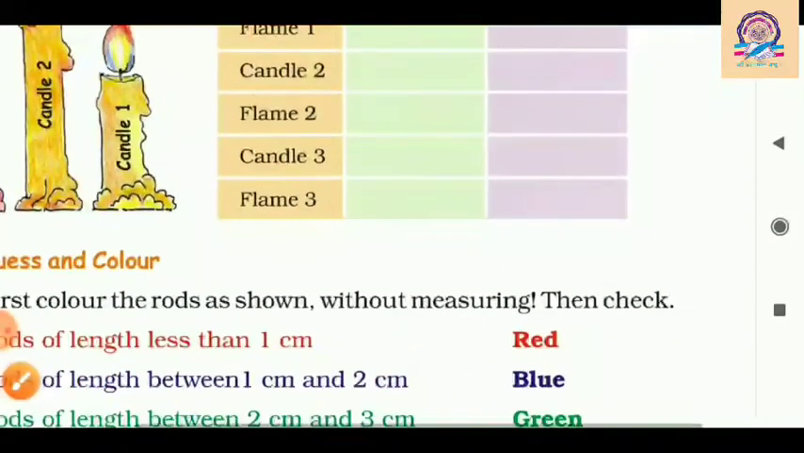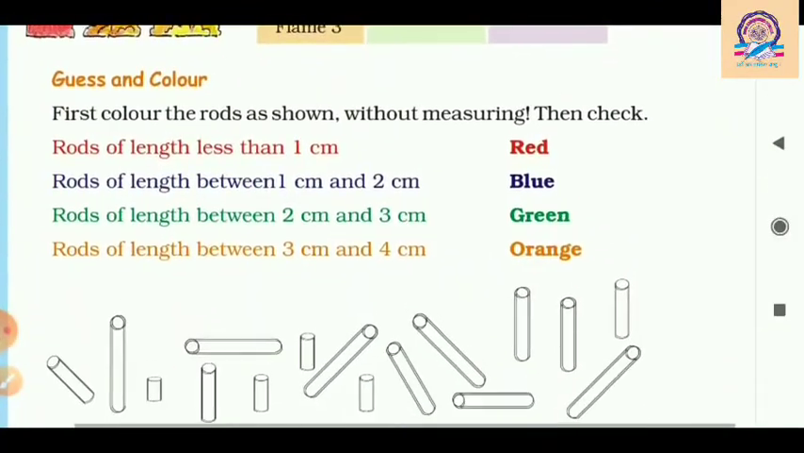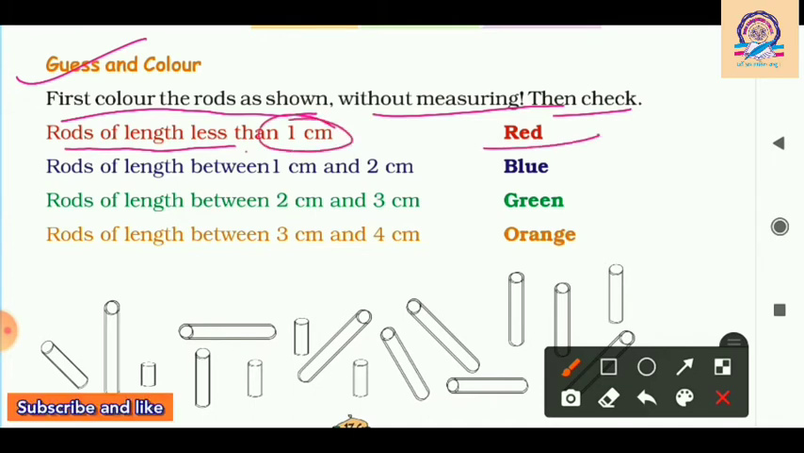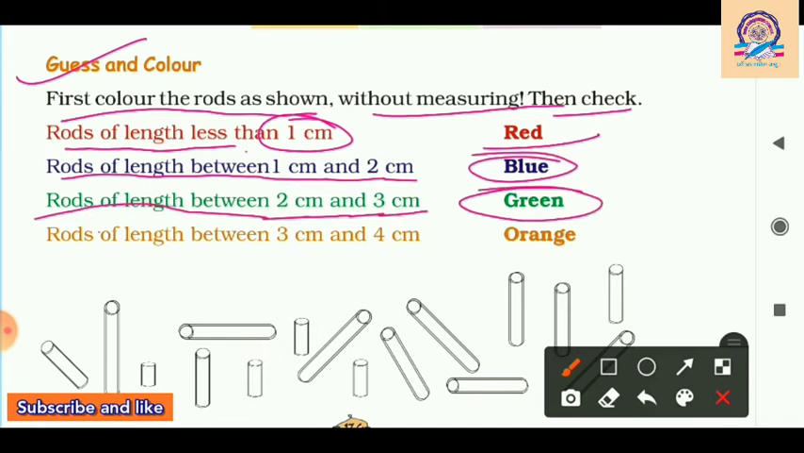And at last, here is the last question, guess the color. So how to solve it? First color the rods as shown without measuring, then check. Rods of length less than 1 centimeter we will color in red. Rods of length between 1 centimeter and 2 centimeter will be blue. Rods of length between 2 centimeter and 3 centimeter will be green, and between 3 centimeter and 4 centimeter will be orange.